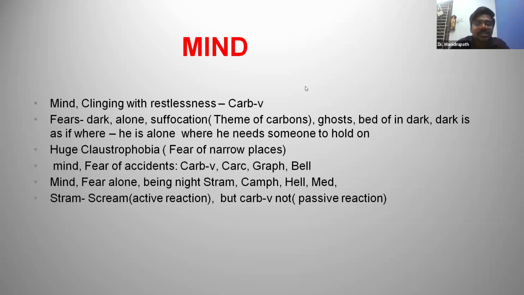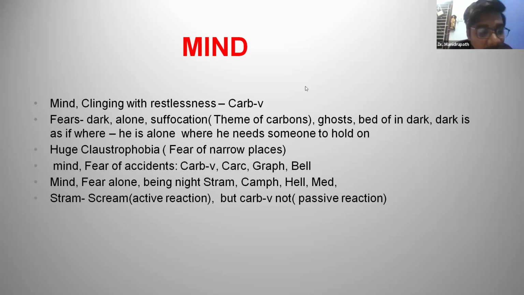Mind clinging with restlessness is Carbo veg. See, in Carbo veg we cannot see restlessness, but at some stage we can see the restlessness, that too in the clinging nature. Fear of dark, alone, suffocation. This is the theme of Carbo veg. Ghosts, bed in dark, dark as if where he's alone, where he needs someone to hold on. Always they hold on to someone. "Doctor, my child, even at the age of 20, 23, she sleeps keeping a hand on me, holding on to me at night. And always wants to put on a light and sleep. In the dark, she cannot sleep." Giving an indication it can be a Carbo remedy.